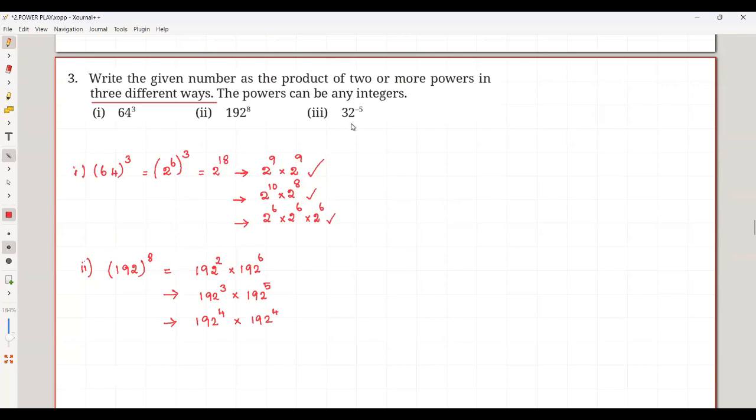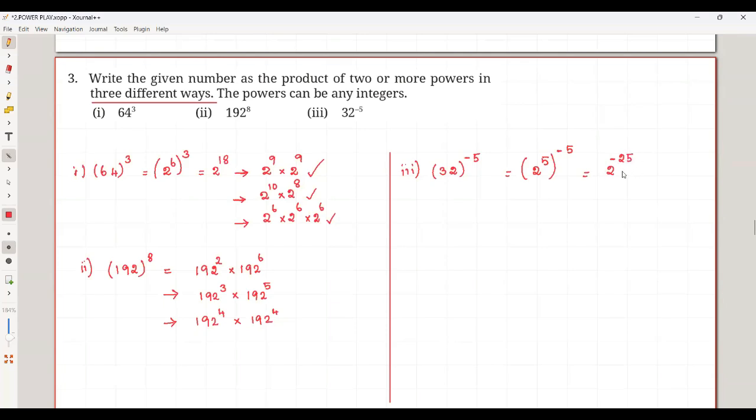Now third question, 32 power minus 5. Here if you want to go with 32 power minus 5, with the same process we can go, but 32 is a small number. I can write 32 as 2 power 5. 2 power 5 is 32. So in this case I am going with 2 power 5 the whole power minus 5. That means we can write it as 2 power 5 times 5 are 25. So minus 25.